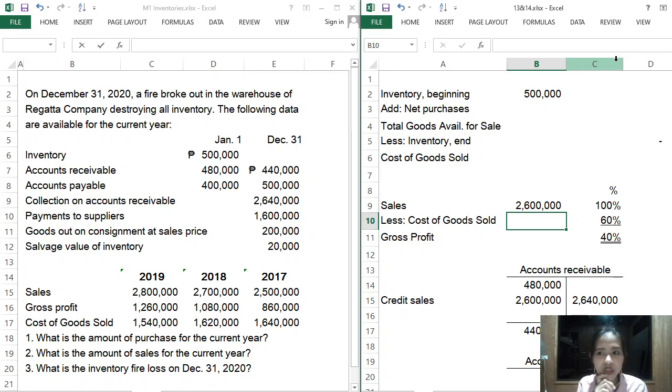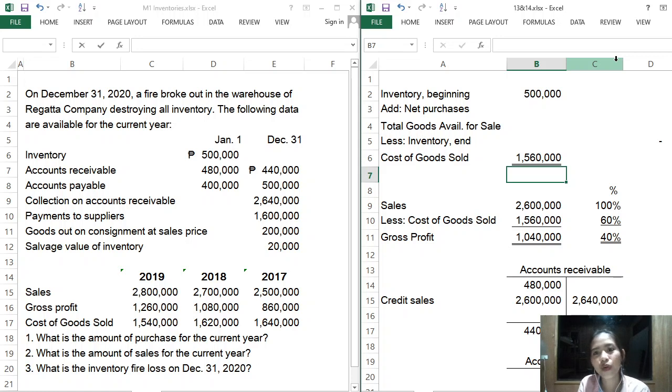Ayan. Now, cost of goods sold, pwede na natin i-compute. That is 60% of sales. And your gross profit is basically 40% times 40%. Or, pwedeng deduct na lang. Ganun pa rin. 1.04. So, we now have an information of 1,560 na cost of goods sold.